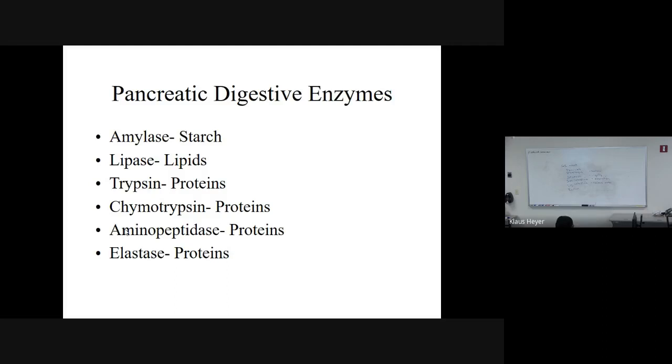And then the other four that you see there are proteins. They all work on proteins. Trypsin, chymotrypsin. Chymotrypsin is like the word chyme before the word trypsin. So you gotta learn the word trypsin and then chyme before it. Chymotrypsin. And then there's aminopeptidase.